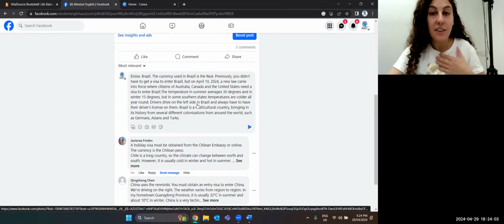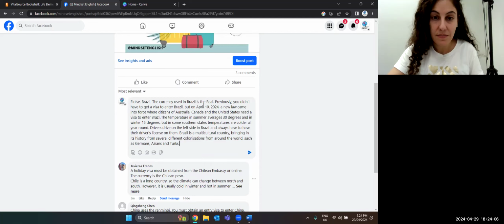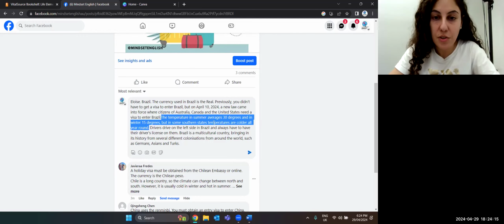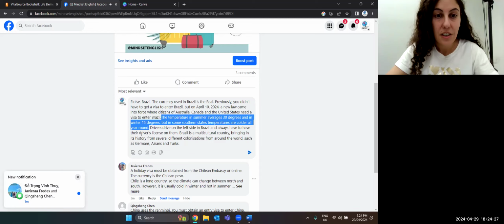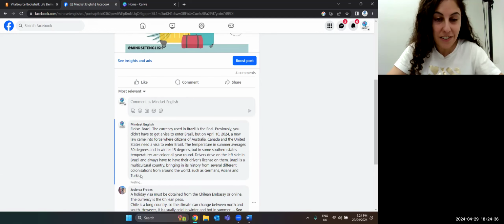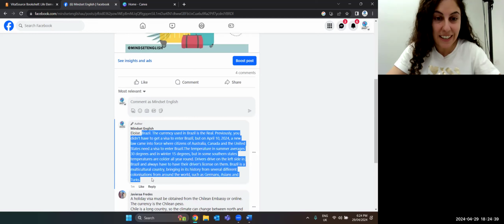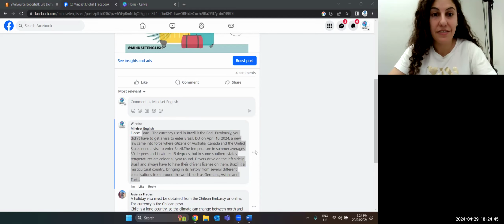It's very good, you know, tourist travel checklist. I know I have to get a visa. I know the temperature, I don't have to have a jacket, or maybe in winter, yes. But in summer, I don't have to have a jacket. It seems like the weather is good. And I have to drive on the left-hand side. And I'm going to see lots of different cultures. So that's good. So very good writing. Thank you, Eloise, for telling us about Brazil and what we have to and don't have to do.